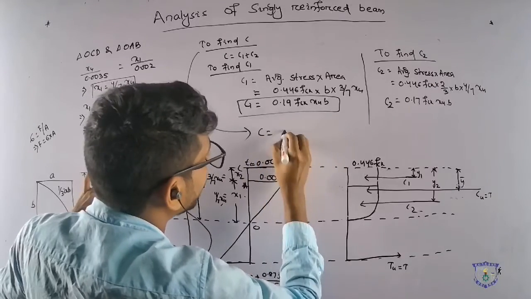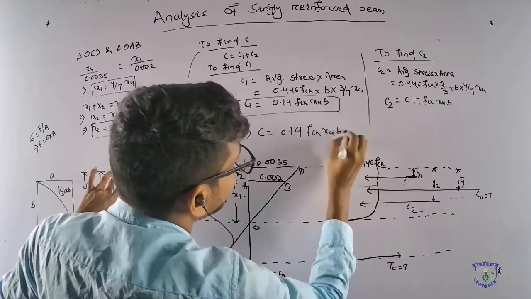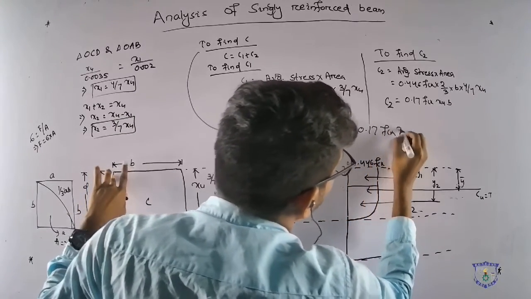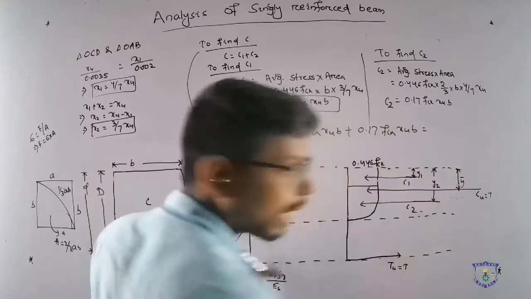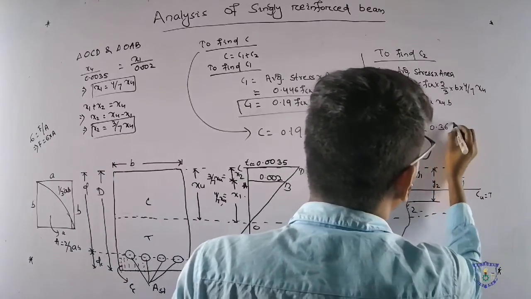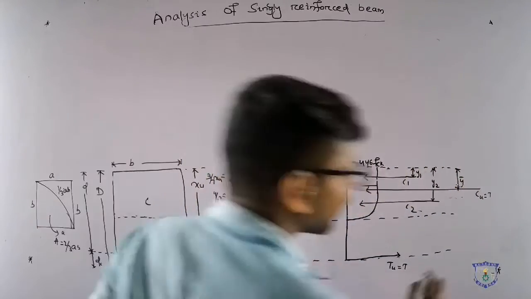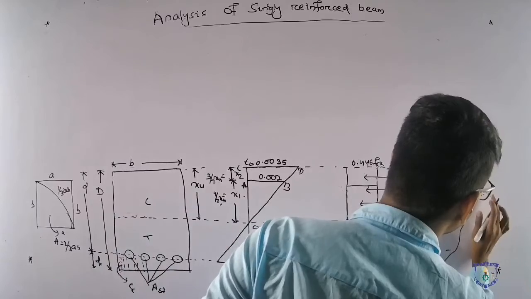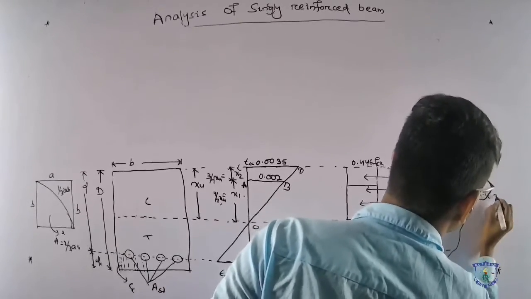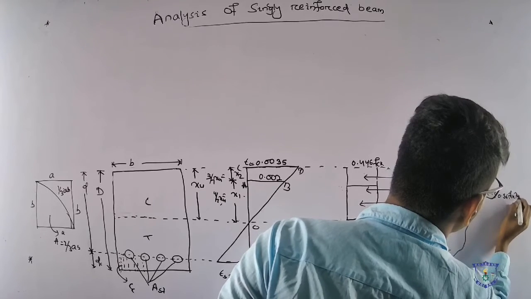So the total force C is C1 plus C2, which is 0.19 FCK XU B plus 0.17 FCK XU B. We get 0.36 FCK XU B as the value of Cu, or simply C.